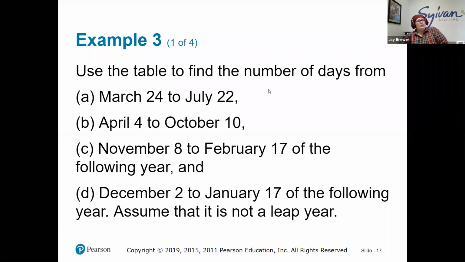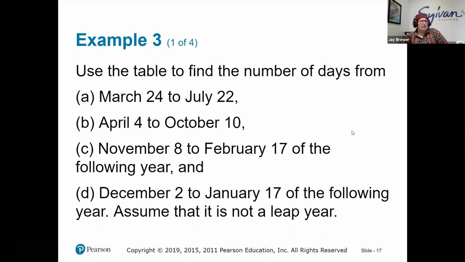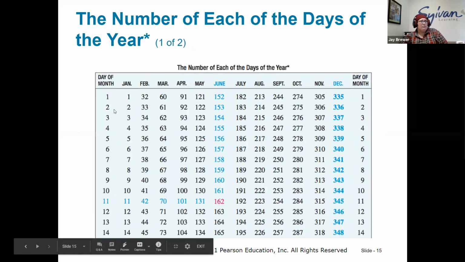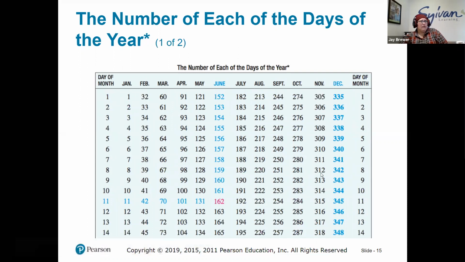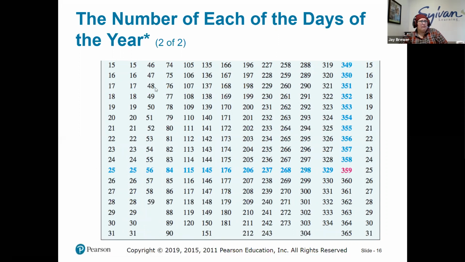All right, so here's an example. We can look at these if you really want to. Maybe the one to really only focus on will be the C and D, November 8th to February 17th of the following year. So if we're doing that, that would be this page. November 8th would be day 312. And then what was the other date? February 17th would be the 48th day of the next year.